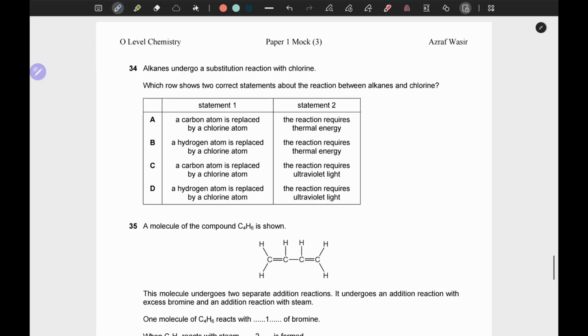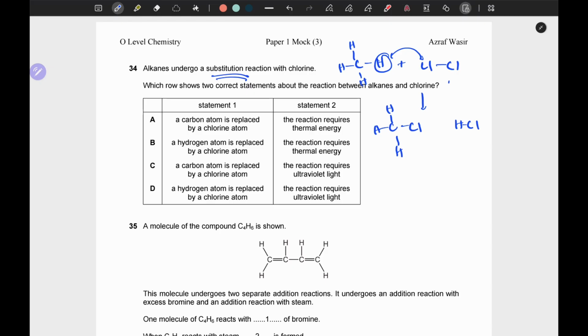Moving on to number 34. Alkanes undergo a substitution reaction with chlorine. Which row shows two correct statements about the reaction between alkanes and chlorine? So in substitution reaction, what happens is one of the hydrogens of your alkane, so let's say if you have methane and chlorine gas, one of the hydrogens is going to be replaced. So one hydrogen will be replaced with a chlorine. So the products at the end of the reaction would be like this. So a chlorine is added and then HCl is formed.